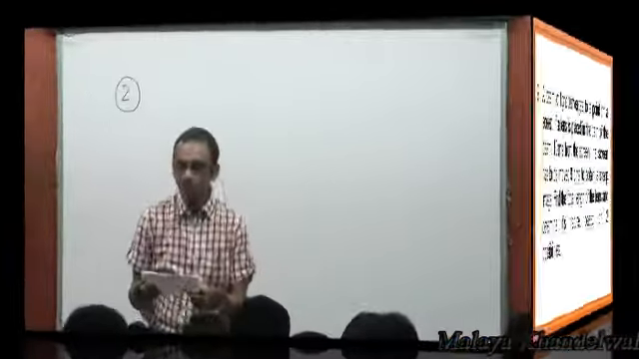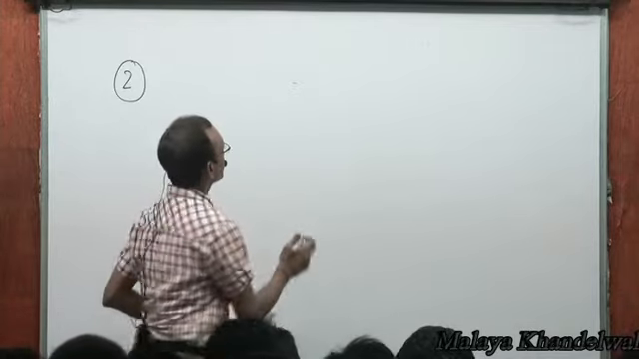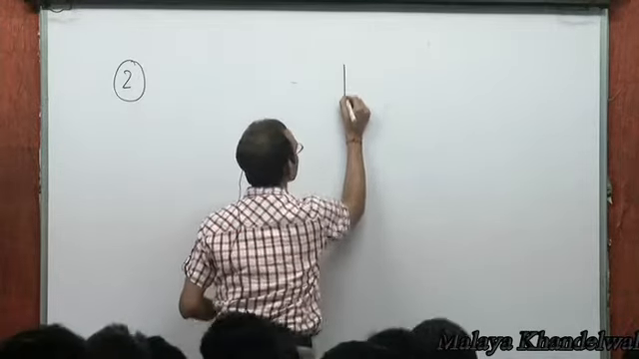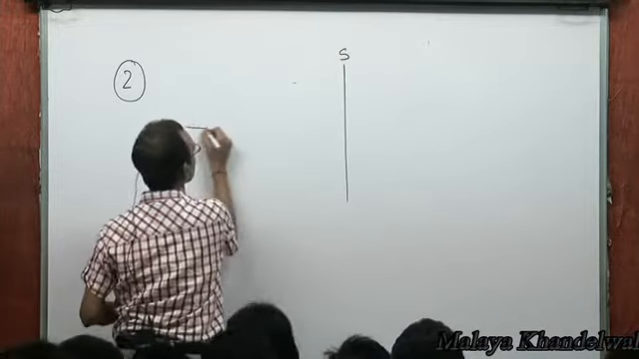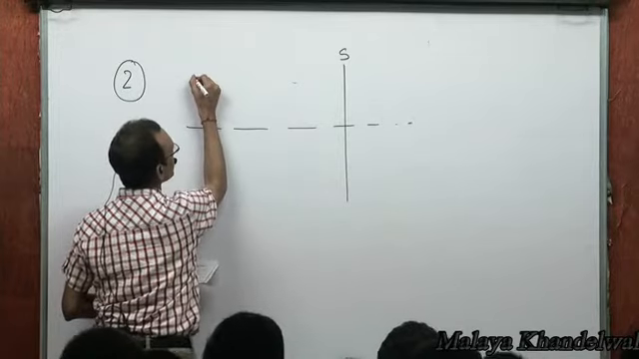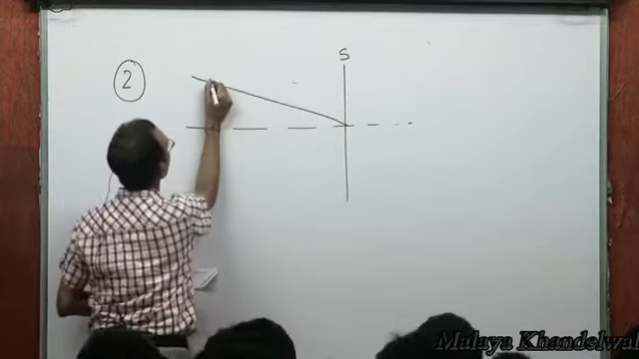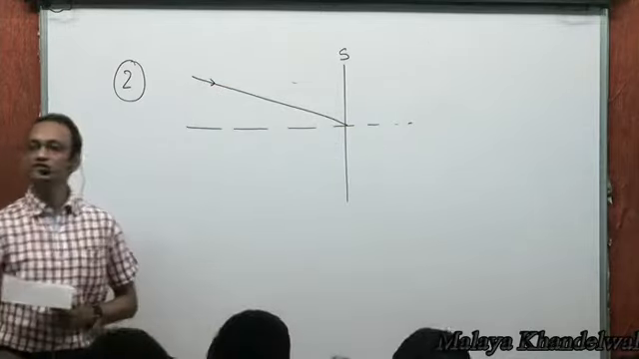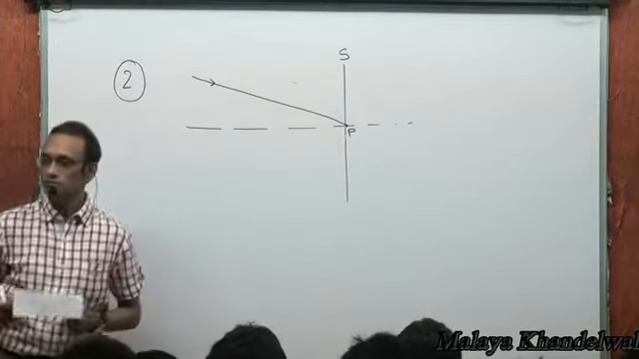A beam of light converges to a point on a screen. Okay. This is a screen S. And say there is a beam of light that converges to a certain point, say P on the screen. Clear?